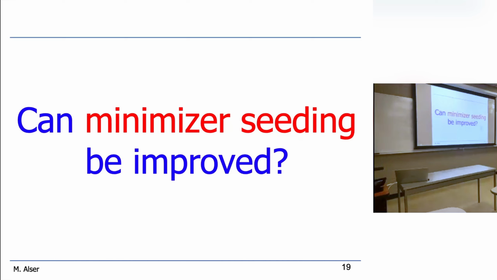Now, can minimizer seeding be improved? What are the things that we can do more on top of the minimizer algorithm to improve it? We're not proposing a new algorithm. We're still in minimizer seeding, but we want to do some little tweaks here and there to reduce the number of extracted minimizer seeds.